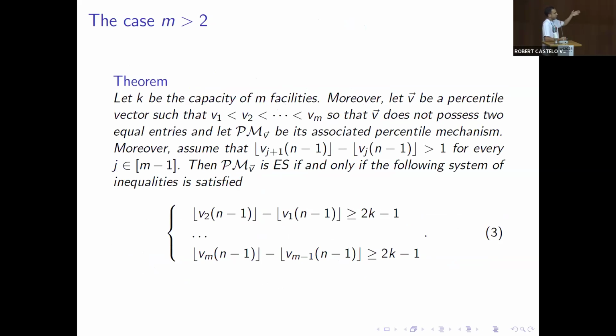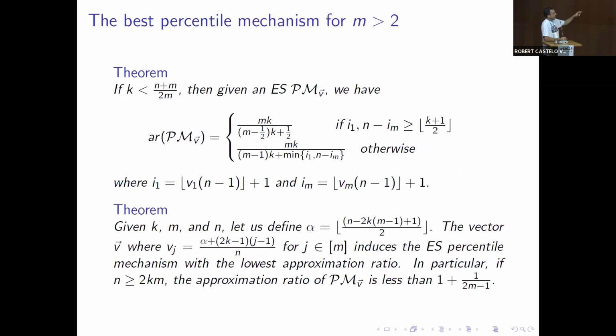For the sake of convenience, we just considered the case in which every facility has the same capacity, which is k. So we extended the first theorem to show that in this case, instead of one inequality, you have a system of inequalities that you need to satisfy in order to make the mechanism equilibrium stable. And after that, you can characterize the approximation ratio, and again, you can characterize the best percentile mechanism.